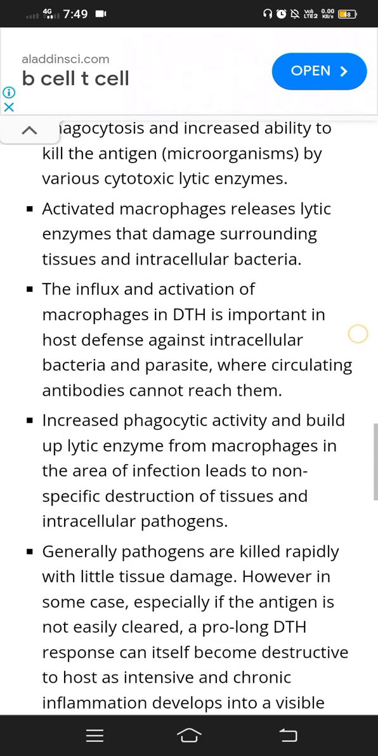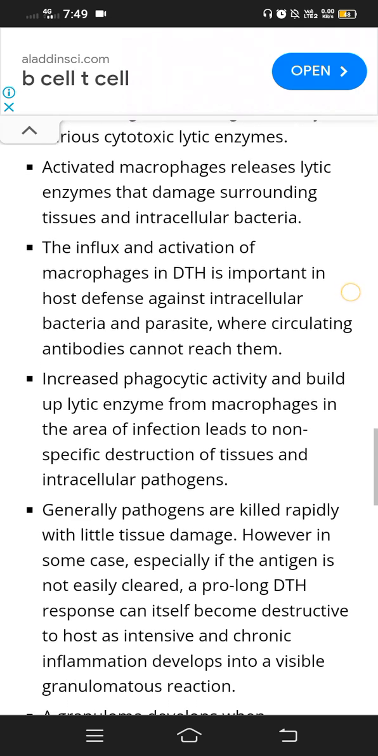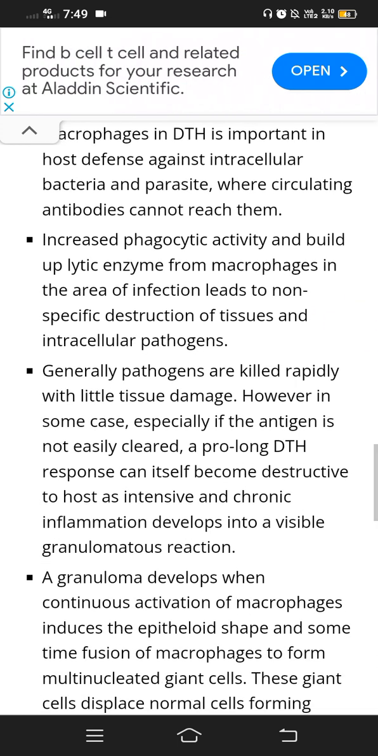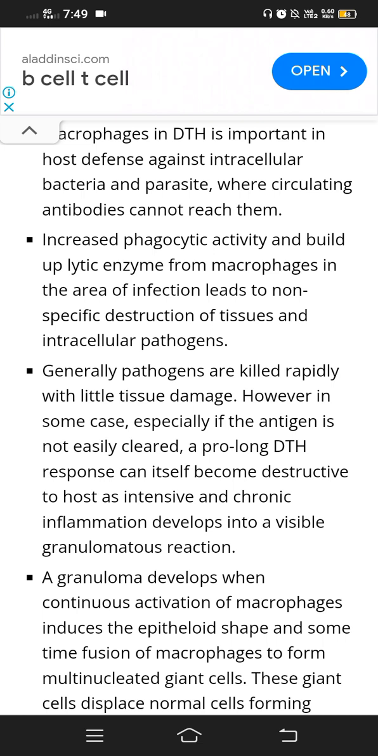Increased phagocytic activity and built-up lytic enzymes from macrophages in the area of infection lead to non-specific destruction of tissues and intracellular pathogens. Generally, pathogens are killed rapidly with little tissue damage. However, in some cases, especially if the antigen is not easily cleared, a prolonged DTH response can itself become destructive to the host as intensive and chronic inflammation develops into a visible granulomatous reaction.